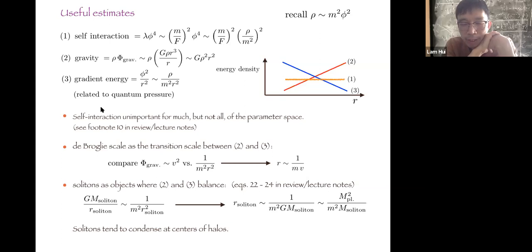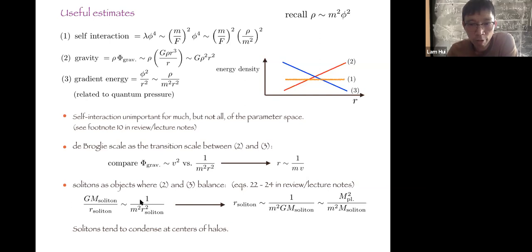And we can very easily estimate the properties of this object, again, just by balancing these two quantities, okay? And this is basically that equation. Again, I'm balancing gravity potential, and here this is really the self-gravity potential of that object. So if I tell you the mass of that object, m soliton, and the size of that object, r soliton, GM over r is, of course, the self-gravity potential of that object. I balance that against what? Quantum pressure, 1 over m squared r squared. And again, it just comes from comparing 2 and 3.